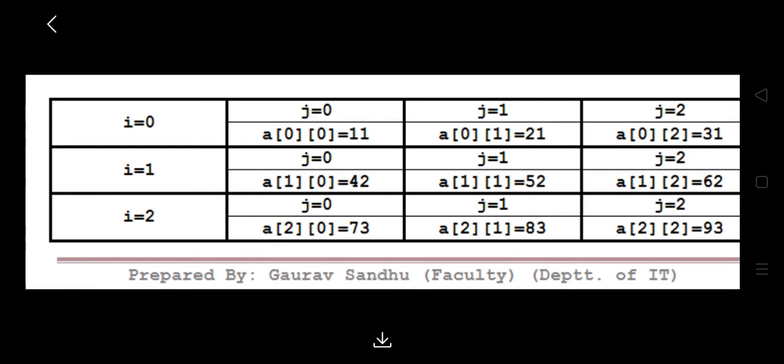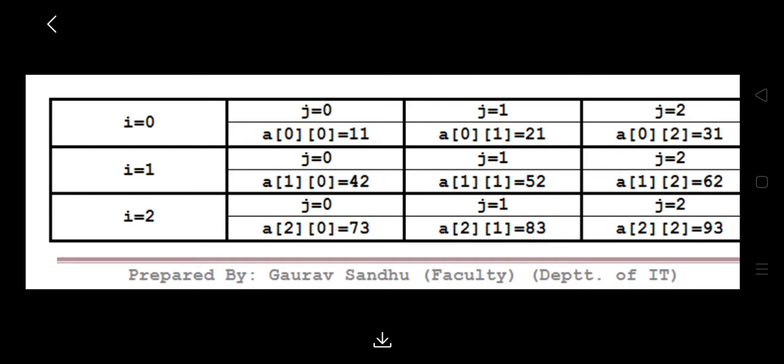Now if we look at the first row, it simply says that the value of i will vary from 0. When the value of i is 0, the value of j will vary from 0, 1 and 2. When the value of i is 1, the value of j will again vary from 0, 1 and 2. When the value of i is 2, the value of j will again vary from 0, 1 and 2.